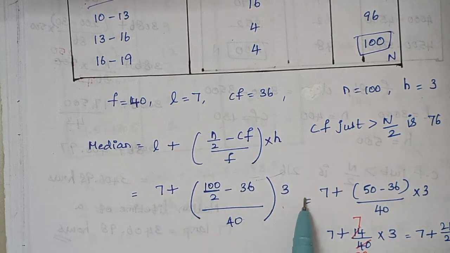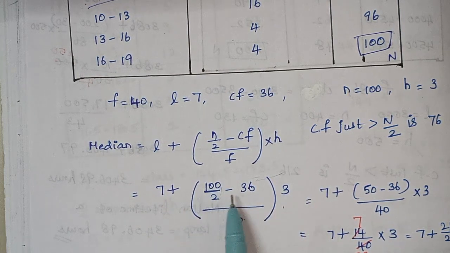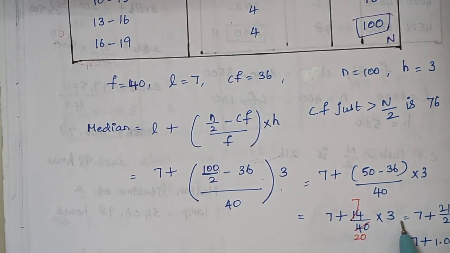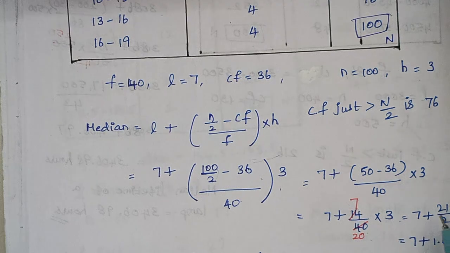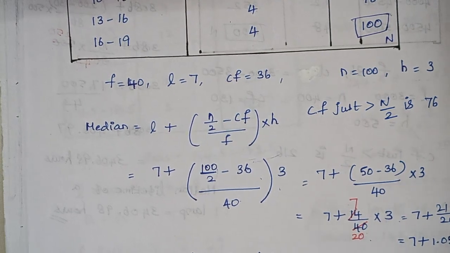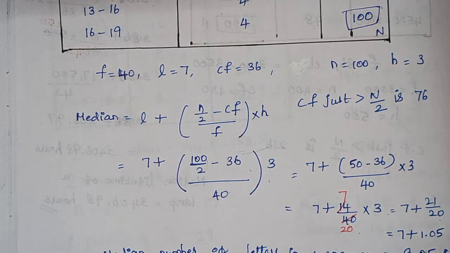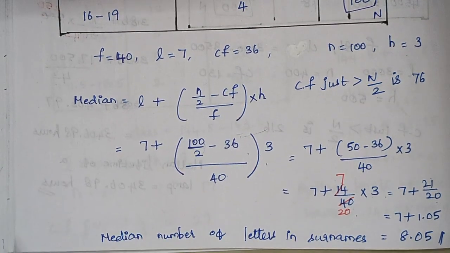So again 7 plus 100 by 2 is 50. So 50 minus 36 gives 14. So 14 by 40 into 3. So when you cancel these two numbers, here we are getting 7 and here it is 20. Again 7 3s are 21. So 21 by 20 gives 1.05. Okay, we are having the 7 as such. So 7 plus 1.05 gives the answer 8.05. So median number of letters in the surnames is 8.05.